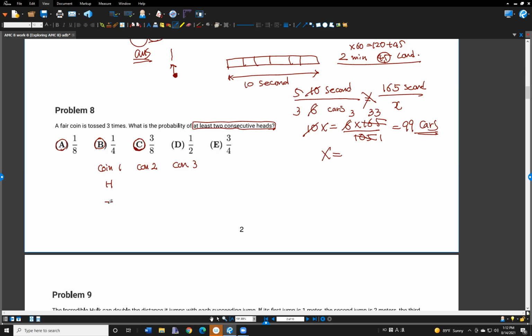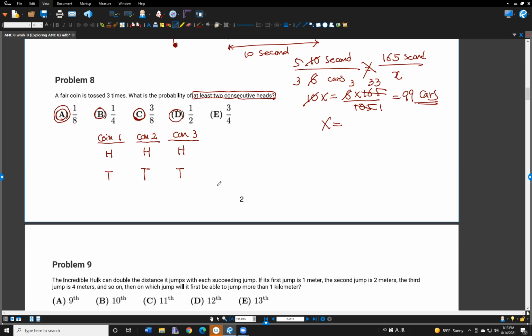Head and tail. Coin 2. I got D. Oh, you got D. Wow, all different answers. I got A. Oh, you got D. Okay. Let's try. Coin 1, coin 2, coin 3. Also what? H and T, isn't it?